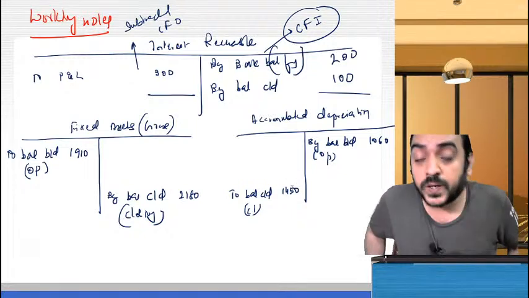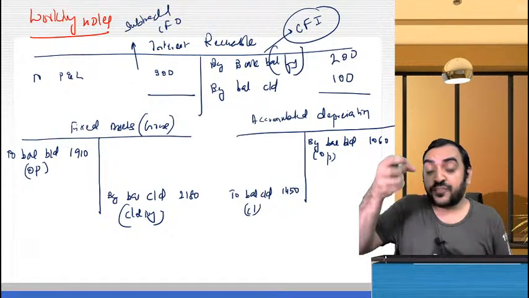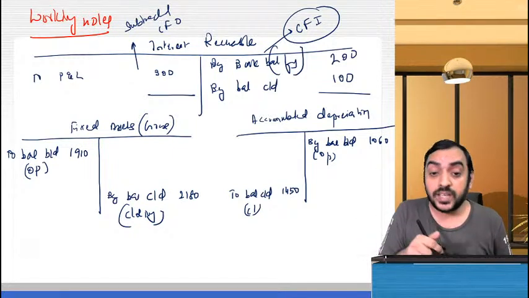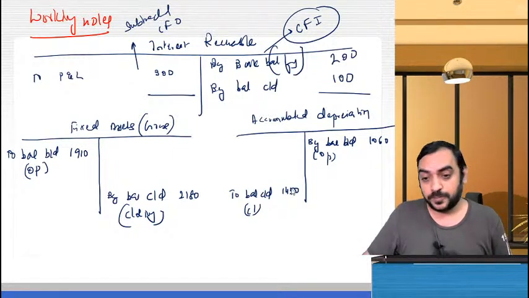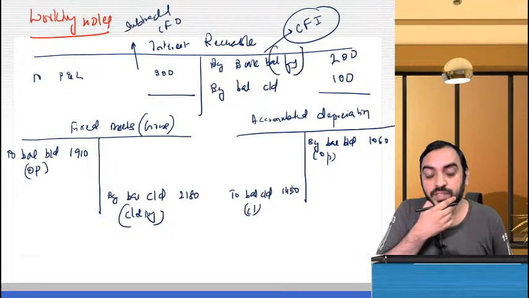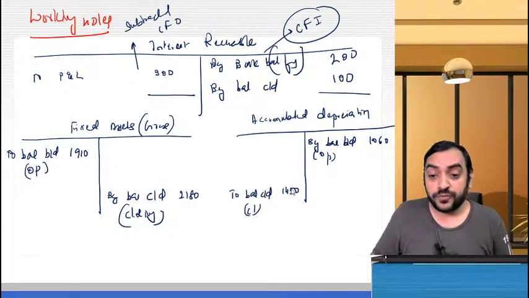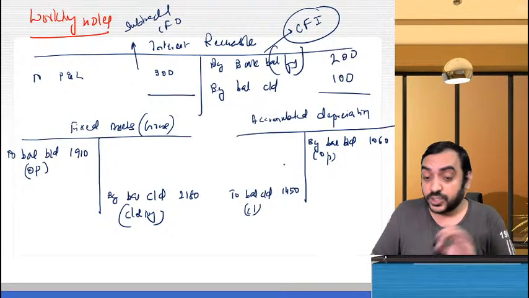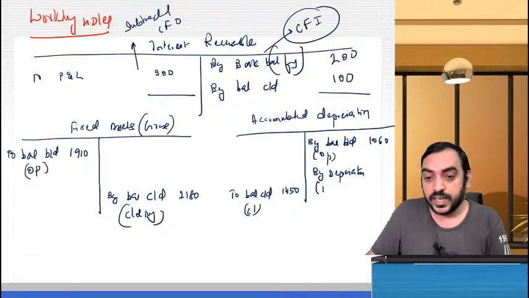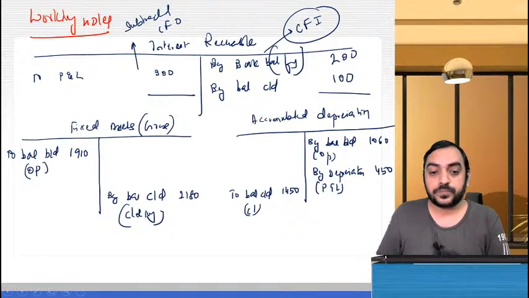Now what are the adjustments we are going to do? We take depreciation from the P&L account. Look at the P&L account. How much is depreciation? Depreciation 450. Where do we transfer? We transfer to accumulated depreciation. By depreciation taken from P&L, 450.